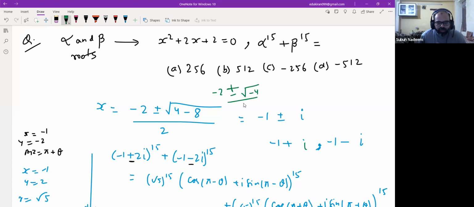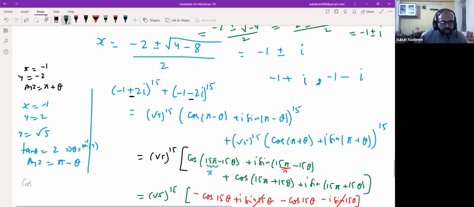Root over minus 4 by 2, right? So this is minus 2 plus minus 2 root over minus 1 by 2. So 2 will cancel, minus 1 plus minus root over minus 1, which is minus 1 plus minus iota. So you have to think here that it is actually minus 1 plus iota and minus 1 minus iota. So this is a small mistake, and the small mistake may cost huge marks. So this is minus 1 and here it is 1. So have you marked that small mistake?